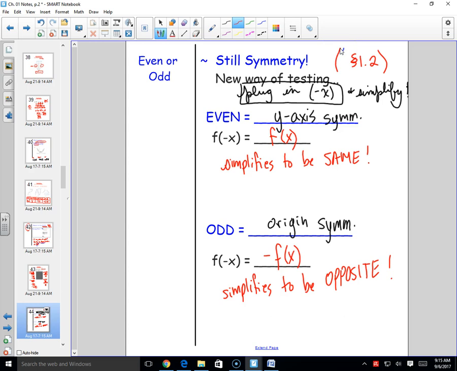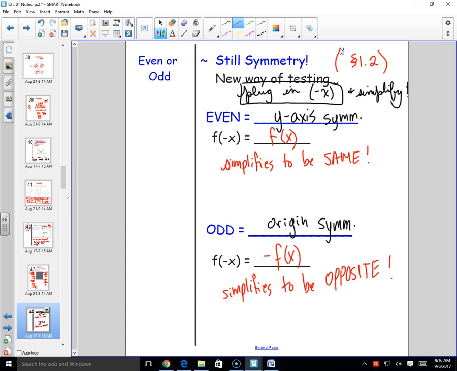Can you guys see just a silly way of remembering which one's which? Opposite is odd, opposite is origin. Odd and origin, they all have O's. Silly way of remembering it, but it works. So if by plugging in negative x, the function simplifies to be the same, even; if it simplifies to be opposite, odd; and if it's a little bit of both, neither.